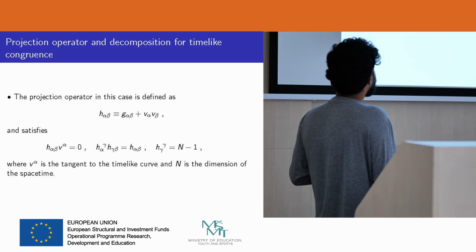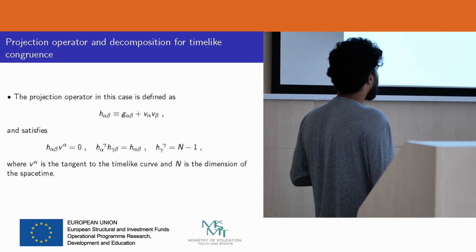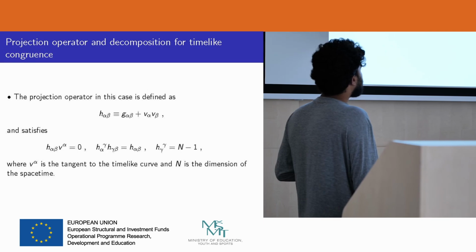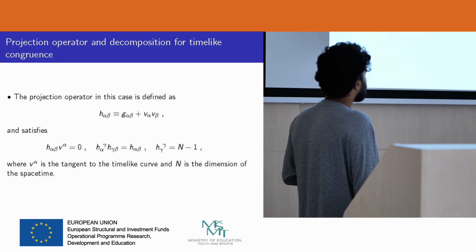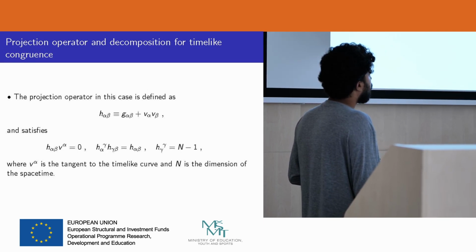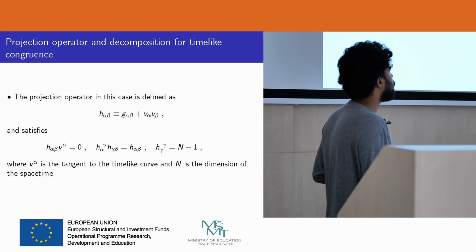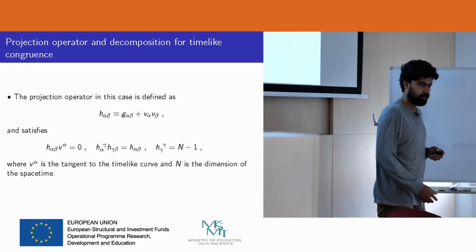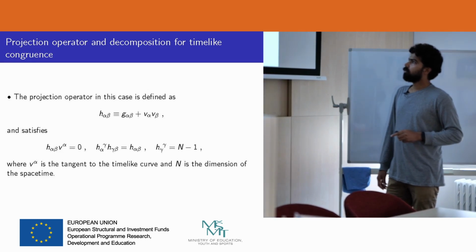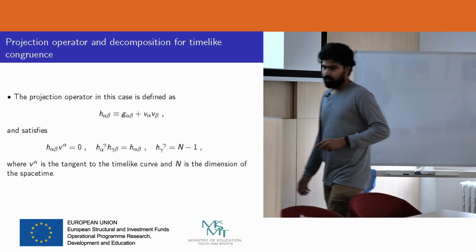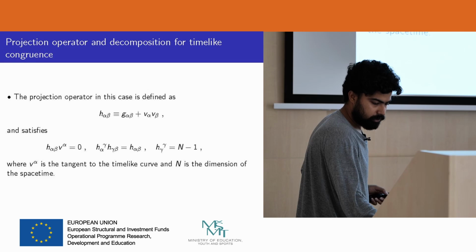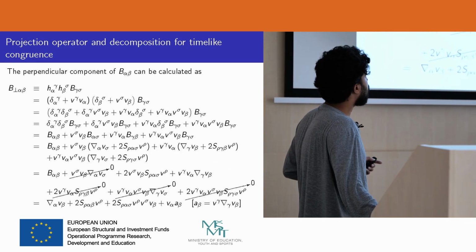So as you can see here, if we contract this with V alpha, where V alpha is the tangent to the time-like curve, that is 0, and we have this relation here, and the trace of this metric is n minus 1, where n is the dimension of the spacetime. So we will use this and then calculate how the expansion equation looks like.